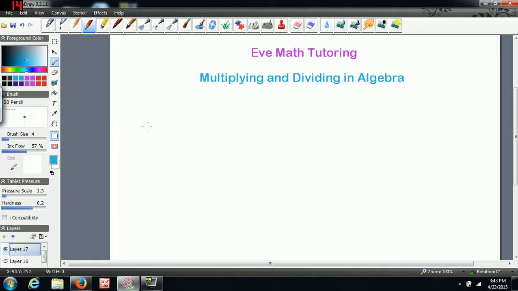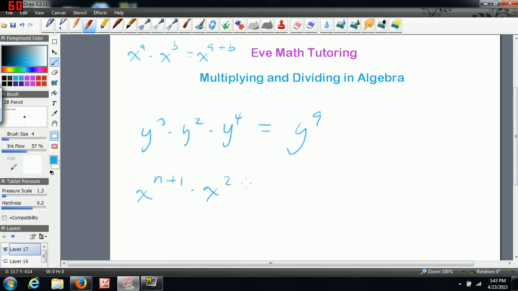So, if you're given, say, y to the 3 times y to the 2 times y to the 4, well, using that rule there, x to the a times x to the b equals x to the a plus b, you could just say this is equal to y to the 9, because you would just add the exponents, right? So that's one. If you had, say, x to the n plus 1 times x to the 2, that would just be x to the n plus 1 plus 2, so it would be x to the n plus 3, right?